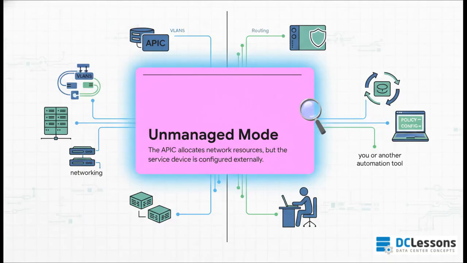Let's start with unmanaged mode, because honestly, this is what you're going to see out in the wild almost all of the time. The division of labor is super clear here. ACI is the network expert. It handles the VLANs, the routing, all the fabric programming. But the actual configuration of the firewall rules, that's handled by you, or maybe your security team, or another automation tool.